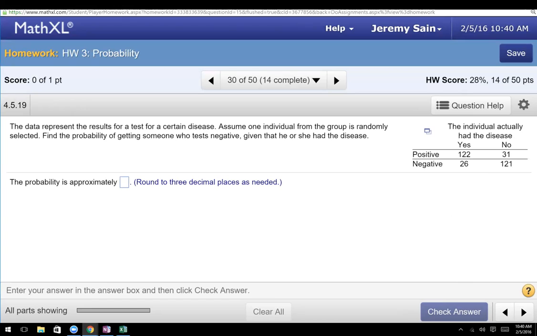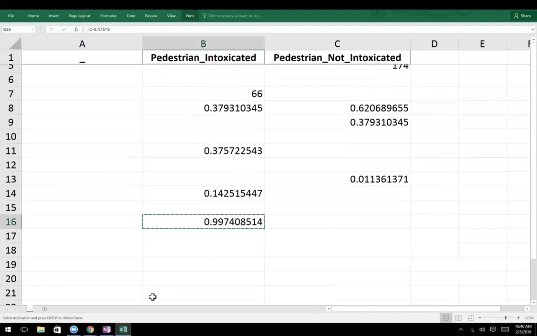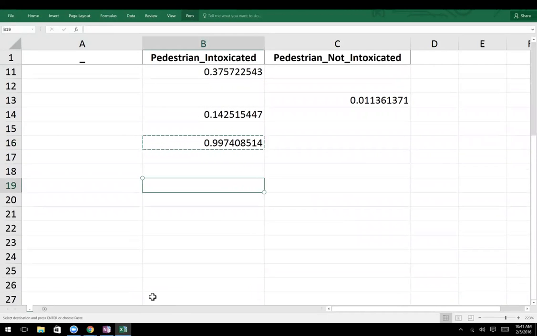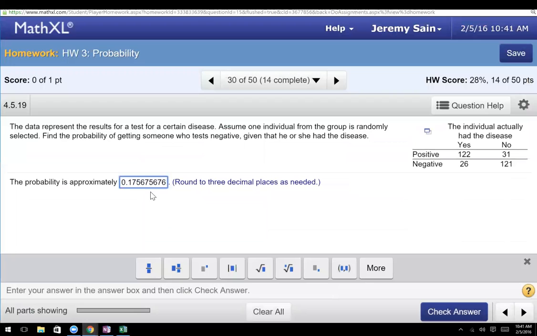Right. So, yeah, the negative that had the disease was 26. And then divided by everybody who had the disease, which was 26 plus, what was it, 122? Three decimals would be a 6.